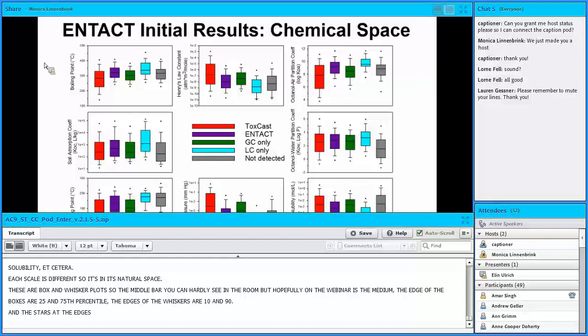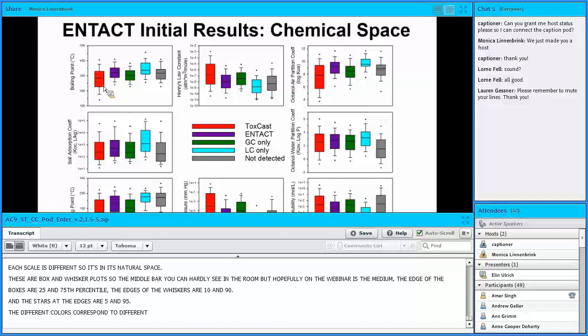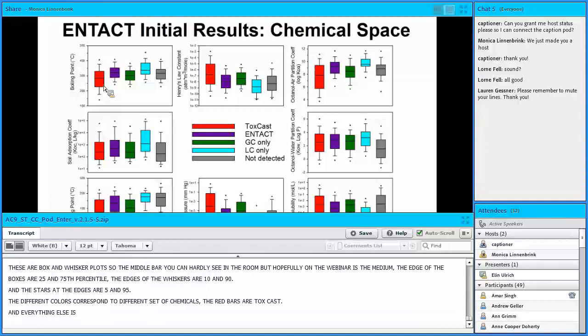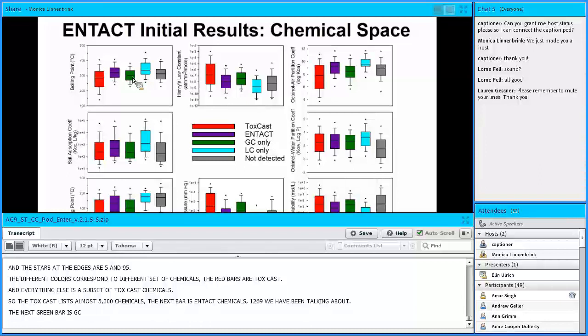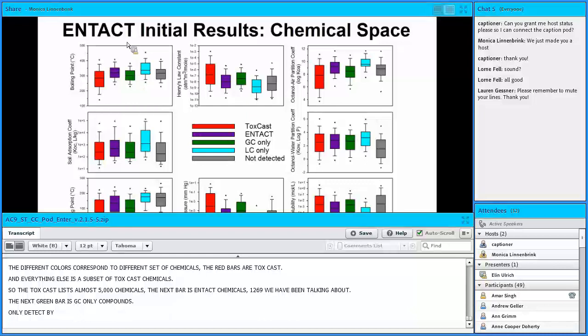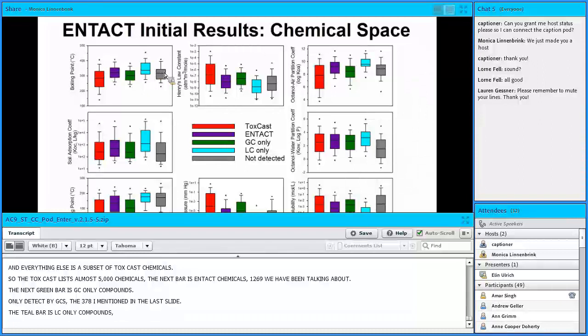The different colors correspond to different sets of chemicals. The red bars are ToxCast, and everything else is a subset of ToxCast chemicals. So the ToxCast list is almost 5,000 chemicals. The next bar is the ENTACT chemicals. That's the 1,269 that we've been talking about. The next green bar is GC-only compounds. So you could only detect them by GC. That's the 378 that I mentioned in the last slide. The teal bar is LC-only compounds, and that's about 200 chemicals. And then the gray bar is those that were not detected. So that was the 195 from the last slide.